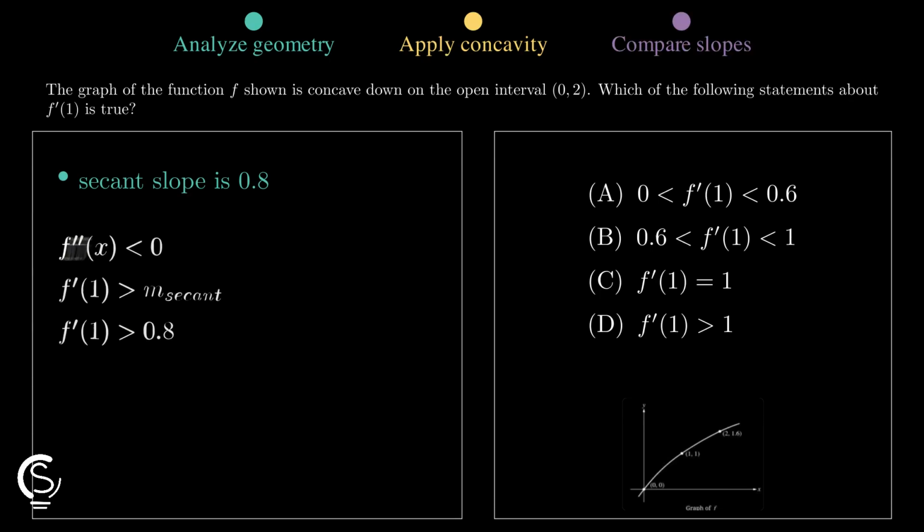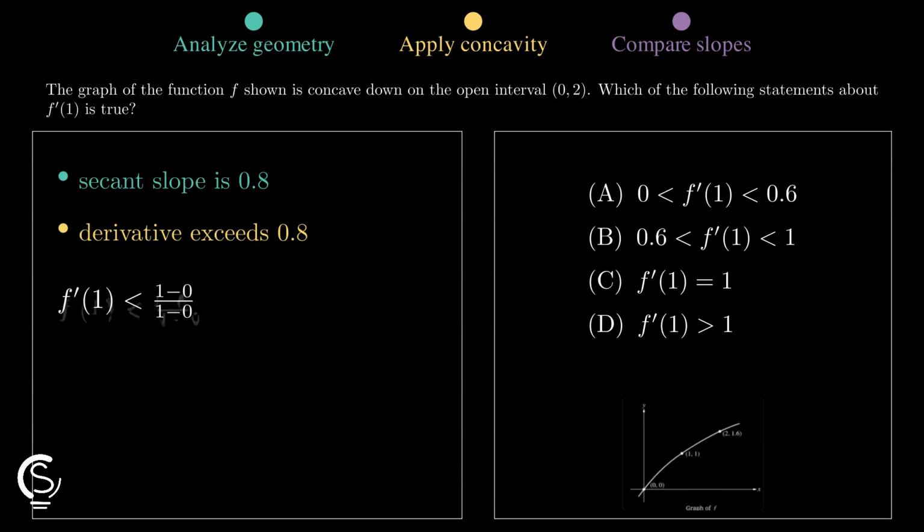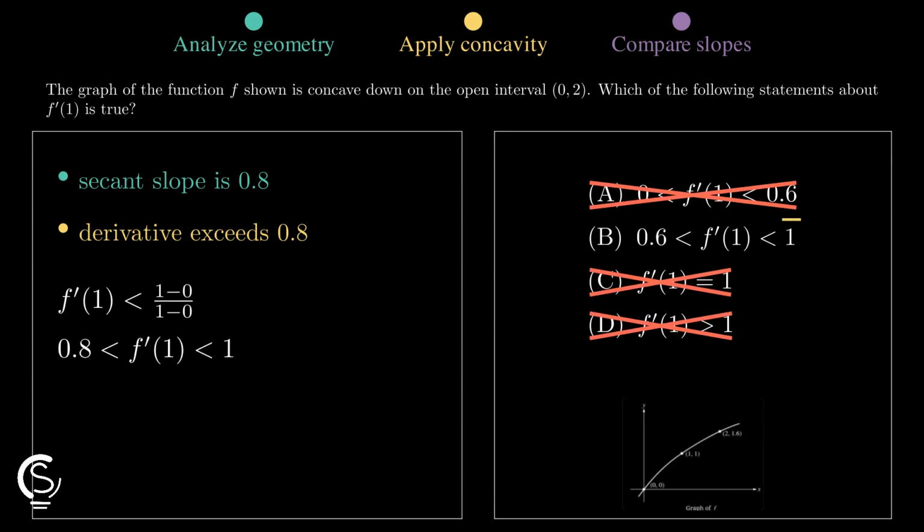Since the function passes through (1, 1) and is concave down, the slope at 1 is less than the slope of the line from 0 to 1, which is 1.